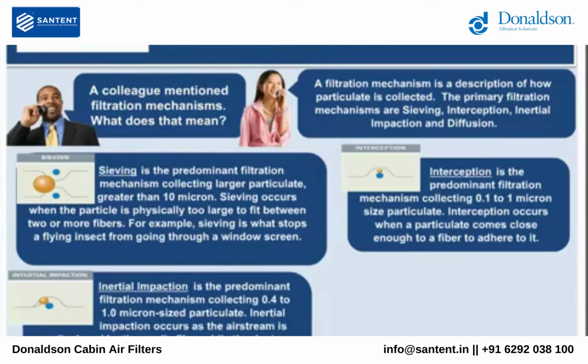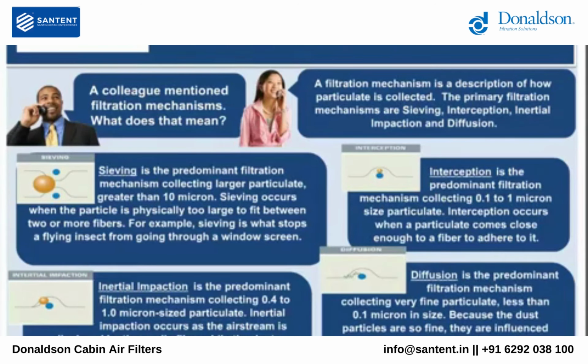Inertial impaction is a predominant filtration mechanism collecting 0.4 to 1 micron size particulate. Inertial impaction occurs as the airstream is displaced by the media fiber when the dust particle continues on its original course because of its mass. It's similar to a bug hitting the windshield. The bug is heavy enough not to follow the airstream over the top of the car.